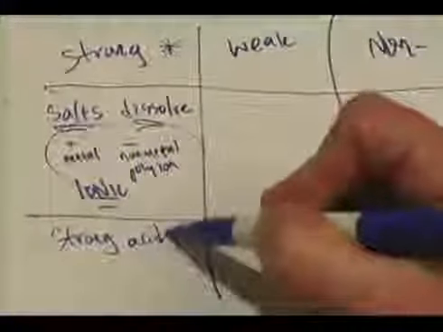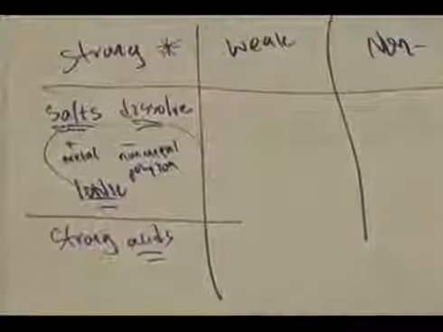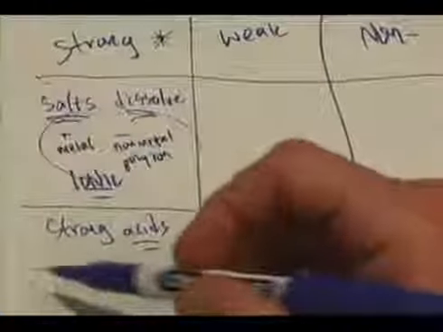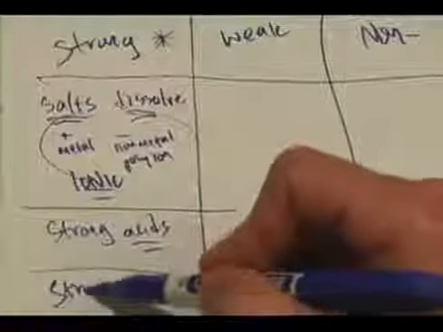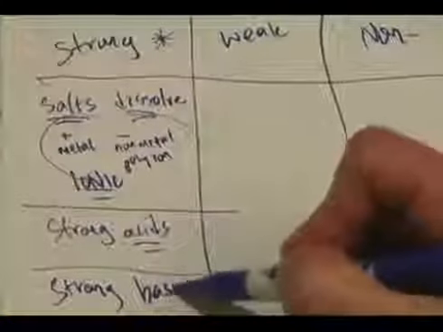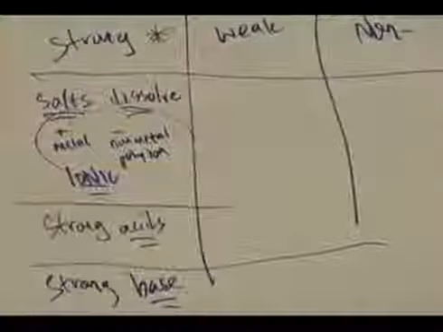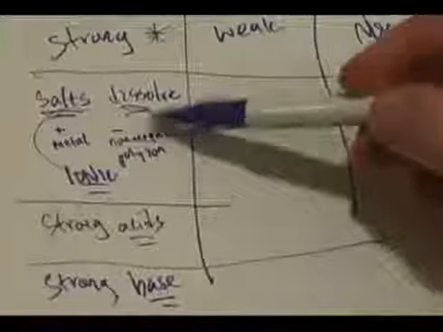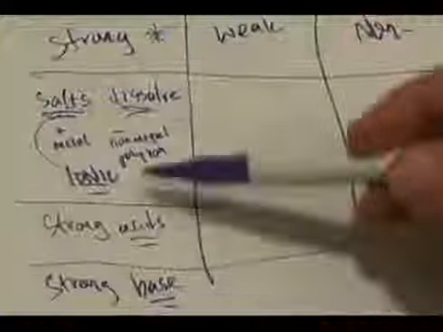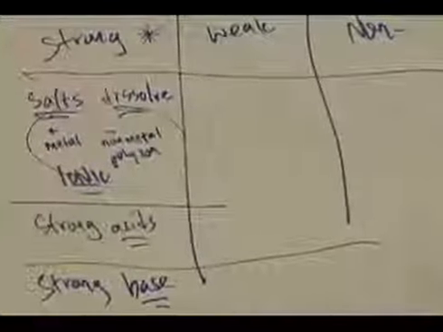Strong acids are molecular, but they dissolve in water and they completely dissociate. We'll learn 7 strong acids during this chapter. And then the third type of strong electrolyte is a strong base. We'll learn a little bit about the difference between acids and bases in this chapter, and a lot more in chapter 16. So those are the three classifications of strong electrolytes, good conductors of electricity.